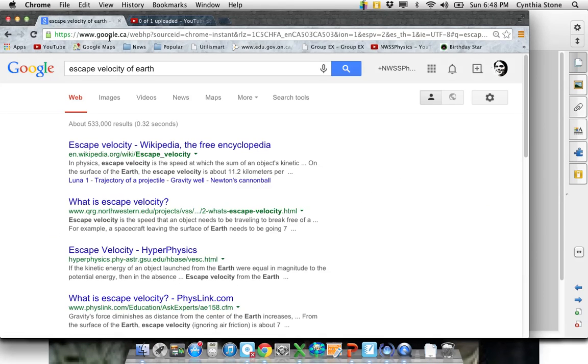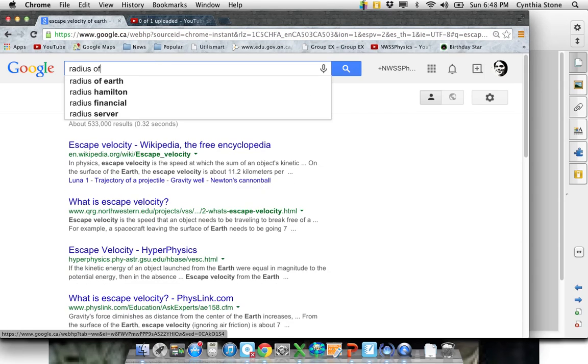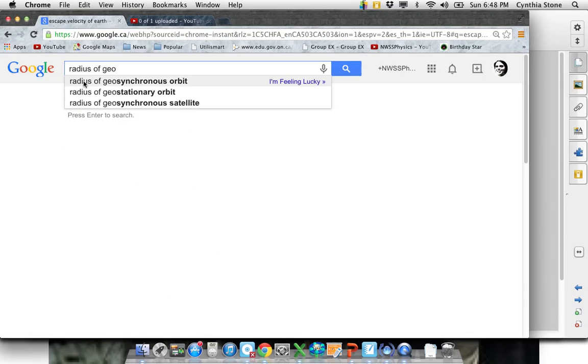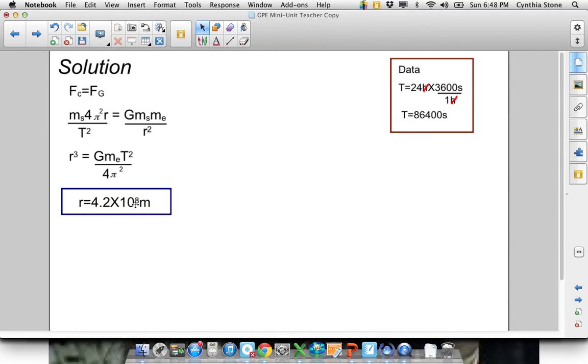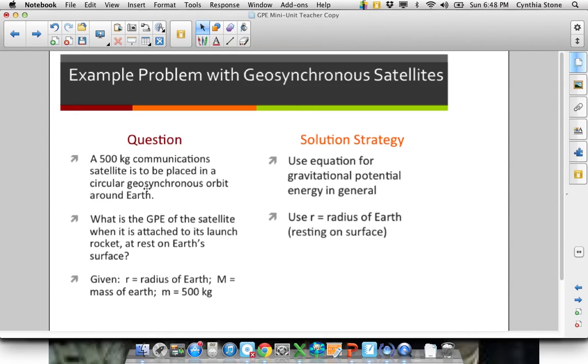What is the radius of geosynchronous orbit? Here it is: a geosynchronous orbit is 42,000 kilometers, which should be 4.2 times 10 to the 4 kilometers. Looking at our answer, it's in meters, and it's 1,000 times bigger, so it makes perfect sense. So our number is definitely a good one. Okay? So that's finding the radius of a geosynchronous orbit.